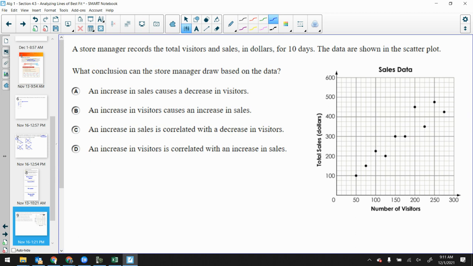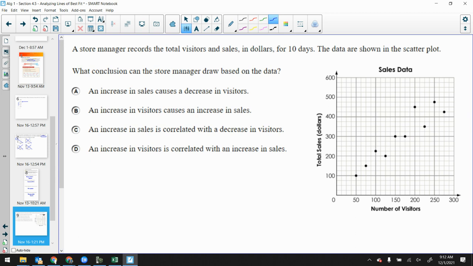You answer. All right. Look at what we have in the table here: the number of visitors and the total sales. What should we expect to see? And when I say that, I'm talking about correlation. What type of correlation should we see? An increase in visitors and an increase in sales. Right. Increase in visitors, increase in sales.